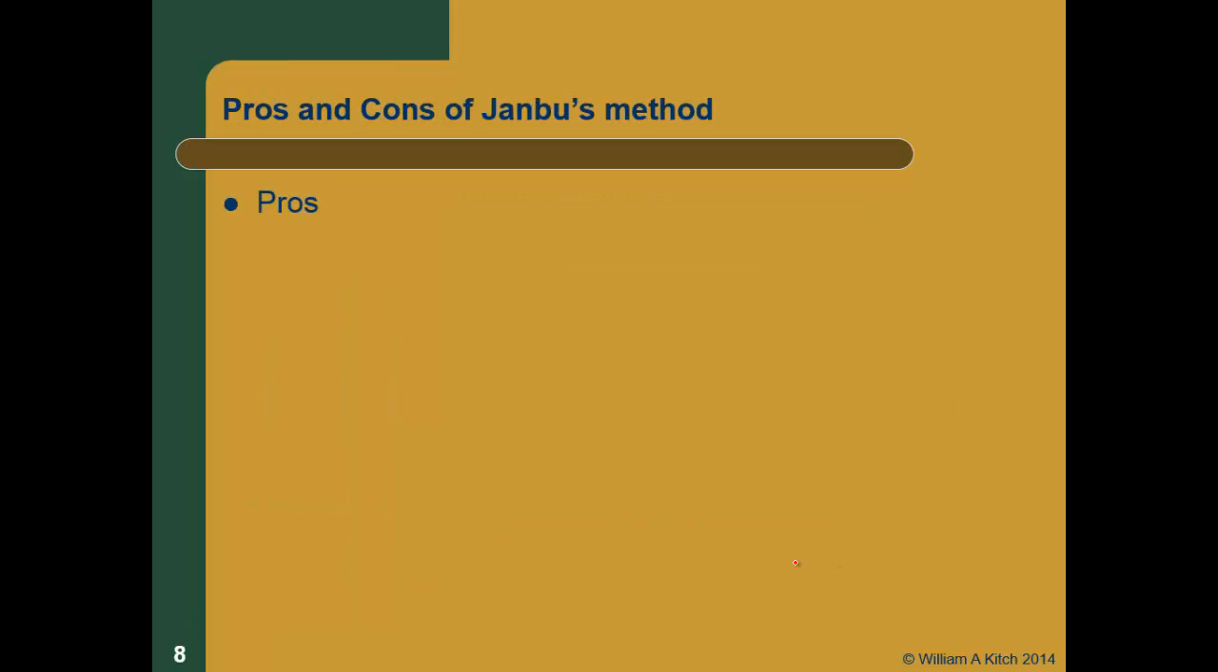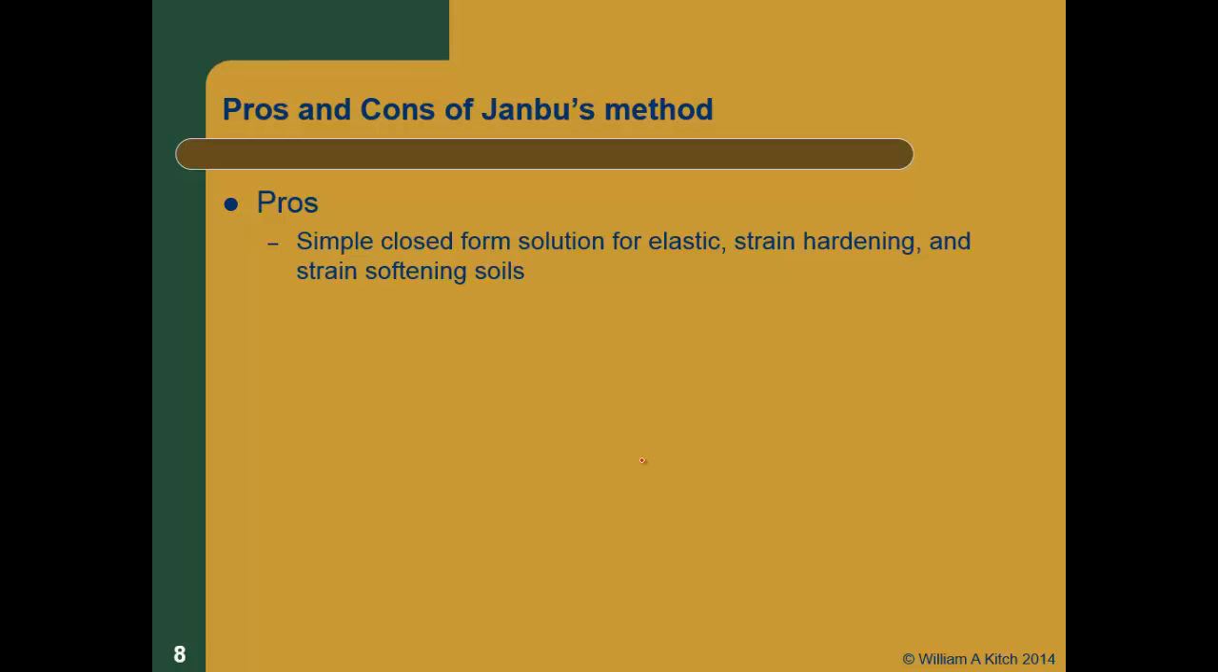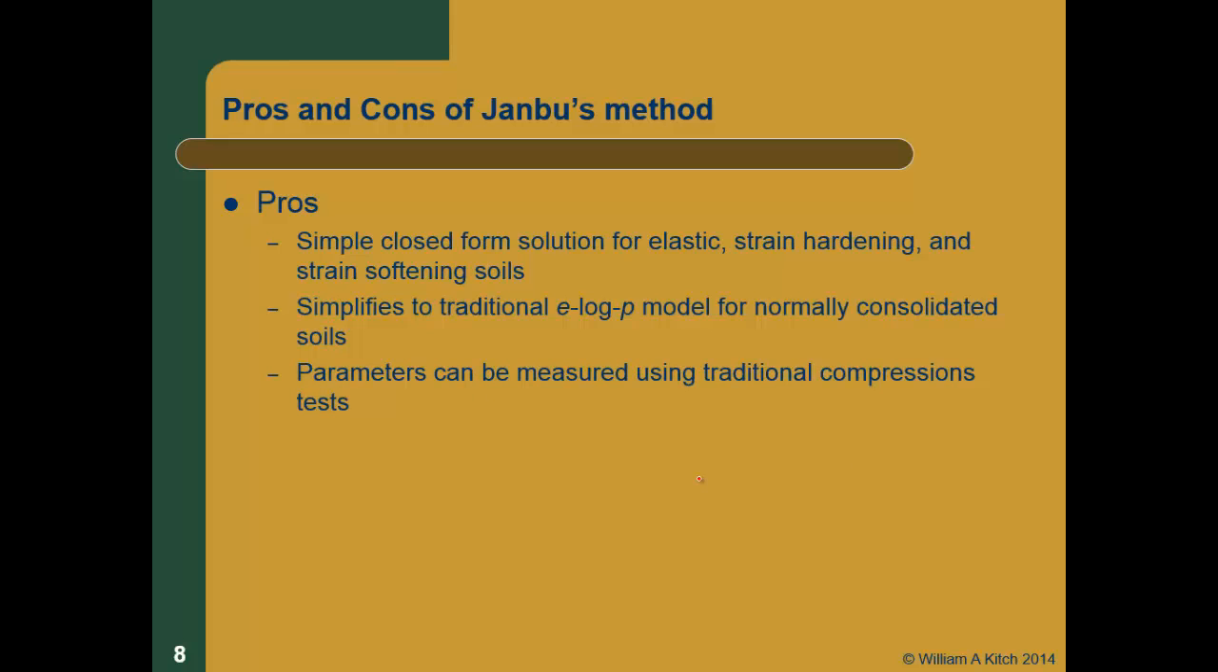So what's good and bad about Janbu's method? Well, it provides you this very simple closed form solution for calculating a nonlinear stress strain curve for strain hardening, strain softening, and linear materials. You just have to pick the right exponent, the right alpha, and then you just fit your modulus number to it, and away you go. So it's simple. It devolves down into our traditional E log P for normally consolidated soils. That's good because we use that a lot, and it still seems to work. And the parameters you can measure just like you do off of any other stress strain curve.